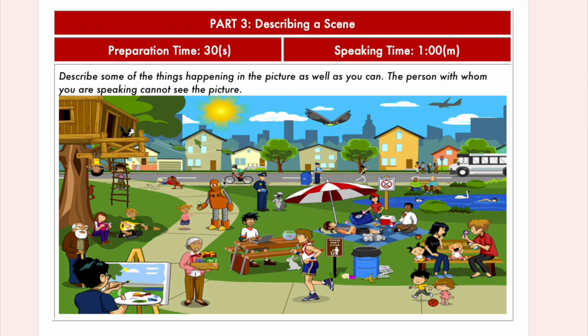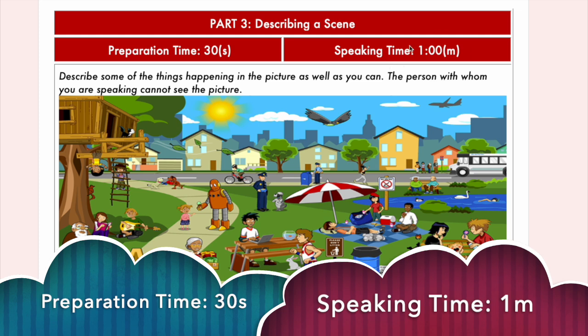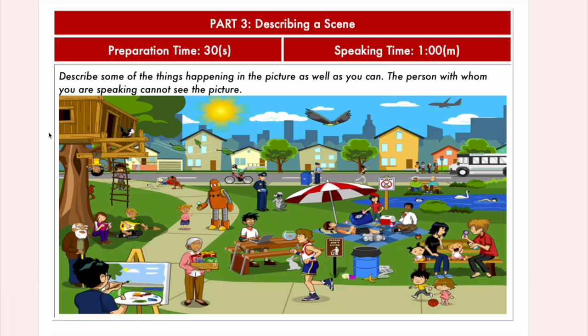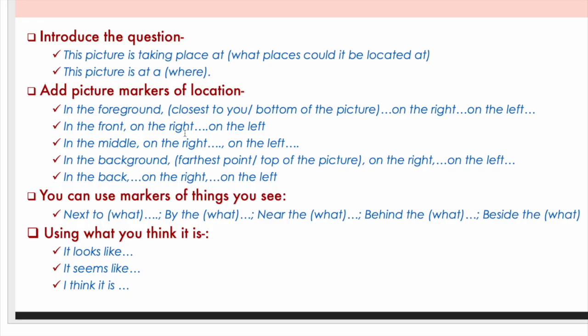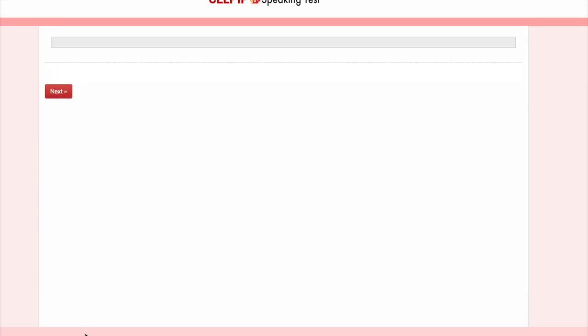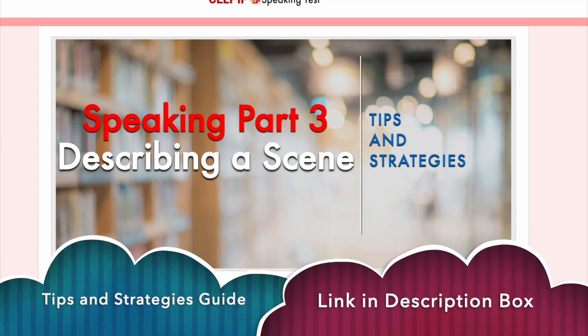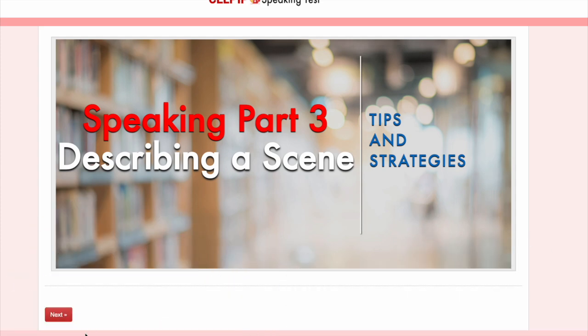Here we have our picture. Okay. Part 3, describing a scene. Preparation time 30 seconds. Speaking time 1 minute. Okay, here we are. Very busy park, yes. And let's remember, everyone, that for this, I will be following our speaking guide. I'll be following the speaking part 3, describing a scene tips and strategies guide. If you want more information about that guide, you can watch the video. There's a link in the description box.